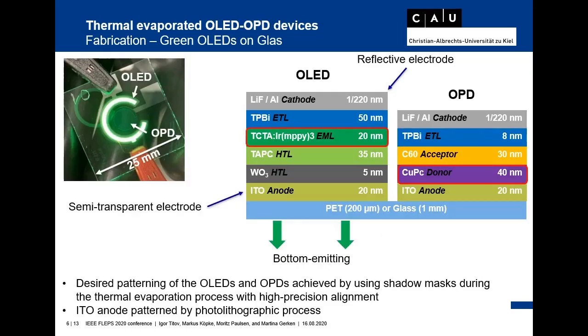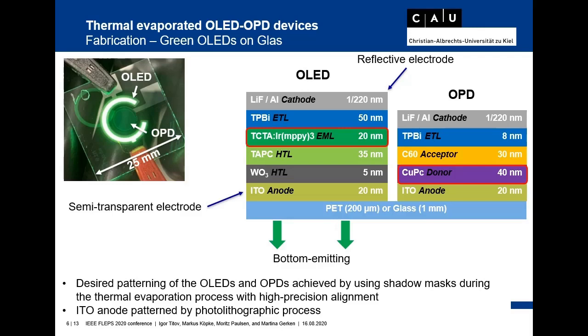As a combination of organic devices, we use different types of organic material stacks. The desired high precision patterning of the OLEDs and OPDs was achieved by using shadow masks during the thermal evaporation process and the photolithographic process of the ITO anode. The organic devices themselves were evaporated step by step by using different shadow masks for the OLED, the OPD, and the aluminum cathode. In the explanation, I will just focus on the active materials.